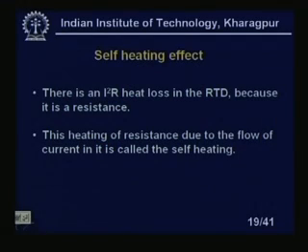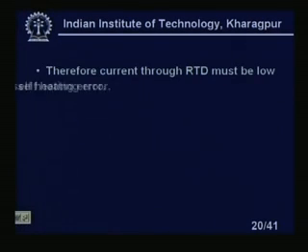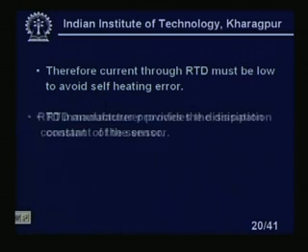The heating of the resistance due to the flow of current in it is called self heating, right? The effect of the self heating is to make the reading erroneous, quite obvious. Therefore, the current through the RTD must be low to avoid the self heating error. Now, usually the RTD manufacturer provides the dissipation constant of the sensor.